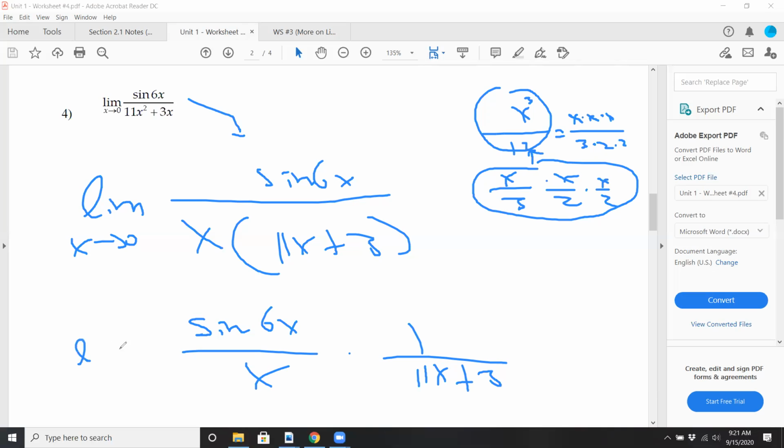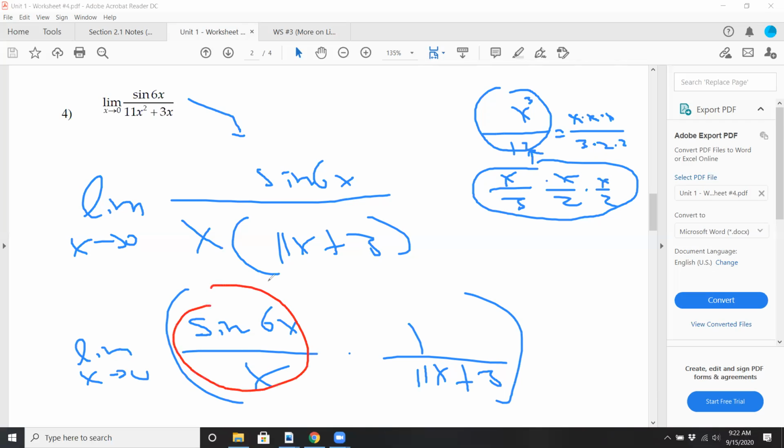Well, if I take the limit as x approaches 0 of all this, hopefully you recognize that this part right here is just going to be 6. And this part here, if I plug in 0, becomes 1/3. And so multiply that out, you get 2.